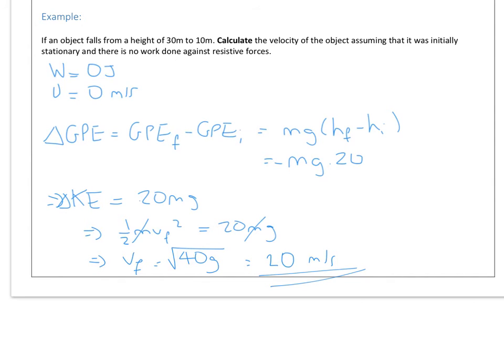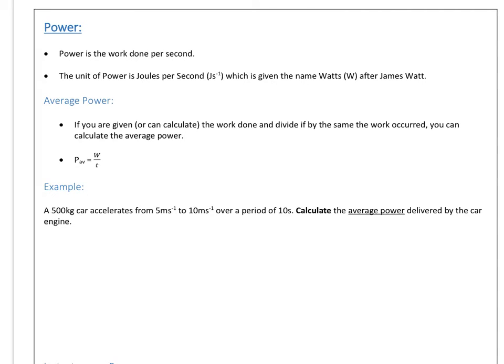Okay, so that's our three different types of energy. So now let's link those to power. Power is defined as the work done per second, or the energy transferred per second. So therefore it would have the units of joules per second. However, we gave it a special name as a science community, and we named it after James Watt, who did a lot of fantastic research into thermodynamics, electricity, those kinds of things. So it's given the symbol W and called a watt, and that's the unit of power.